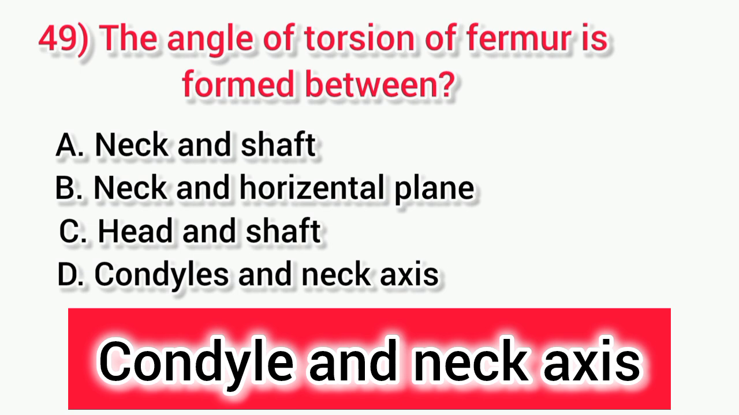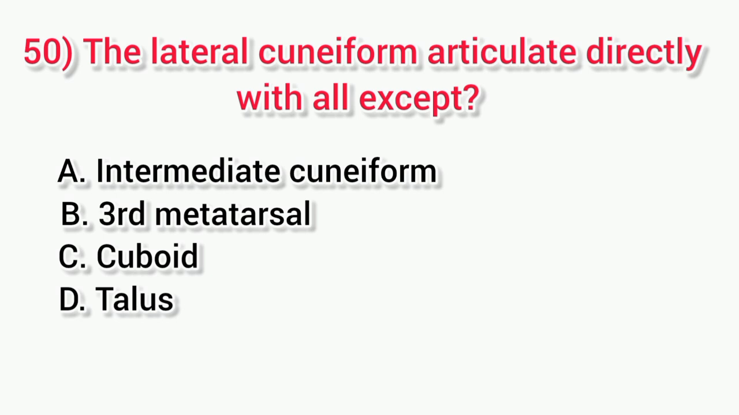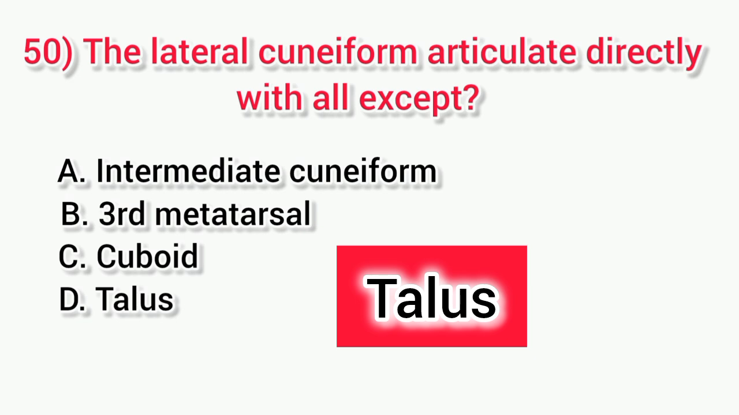The angle of torsion of the femur is formed between which? Right option is D. Condyles and neck axis. The lateral cuneiform articulates directly with all except which? The right answer is option number D. Talus.